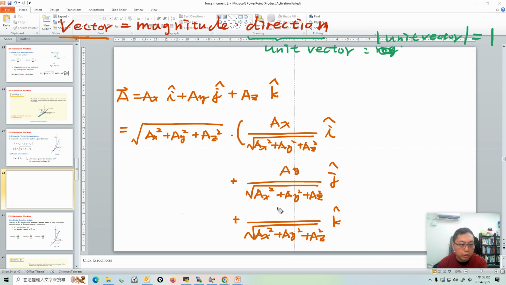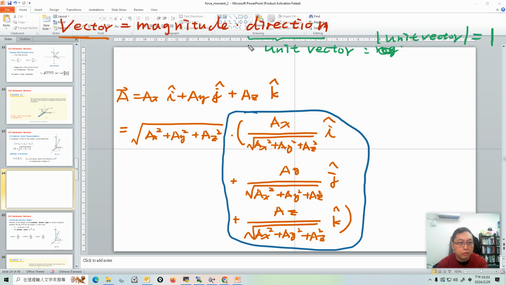I just factor this magnitude out, and then inside it becomes Ax divided by magnitude times i, plus Ay divided by magnitude times j, and Az divided by magnitude times k. So the vector equals magnitude times the direction. This is your direction, and this direction is your unit vector.